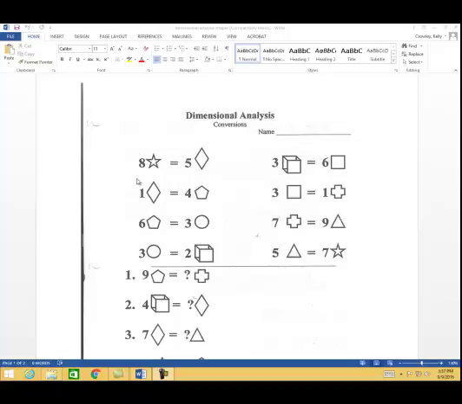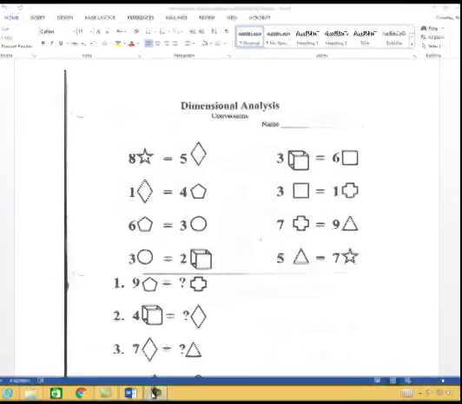So everything on the top of the line right here is what we like to call a conversion factor. A conversion factor is when you have two quantities that equal each other, as you can see, little equal sign. They equal each other, but they have different units. So the unit here is a star, and the unit over here is a diamond. All right, so I want to show you how to do number 1.